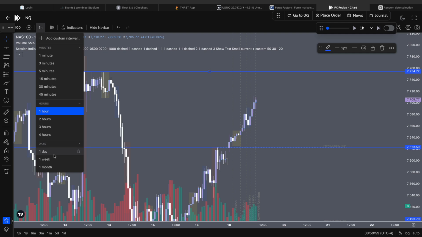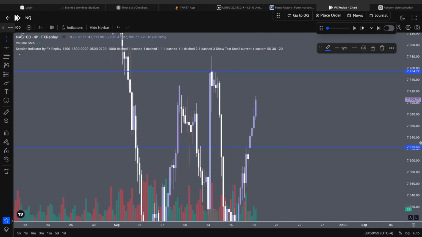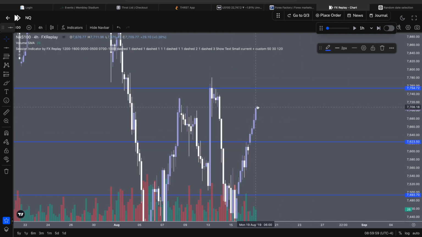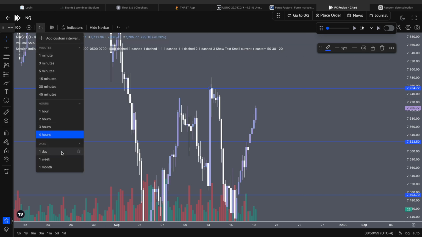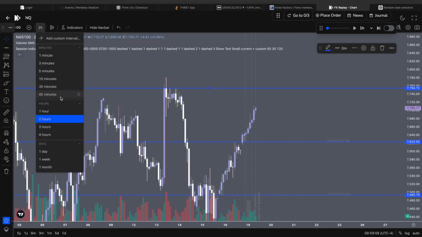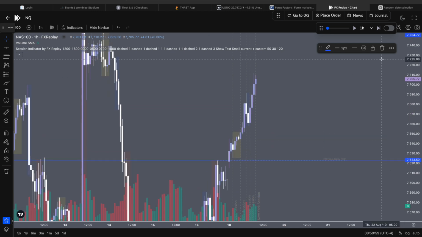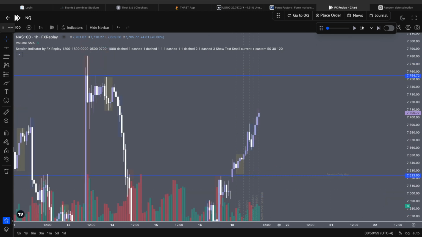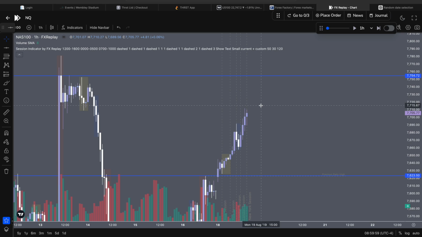Let's see what the 4 hour time frame looks like so far. Beautiful, extremely bullish right now, no retracement. To be honest, if I was taking a swing trade on this, I would not take anything at the moment because you're just literally going off higher without any retracement whatsoever.